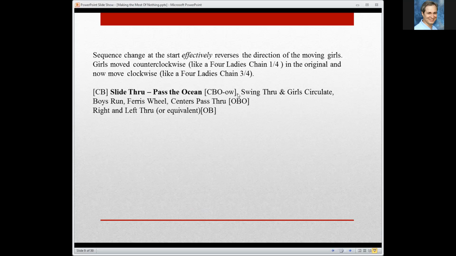So slide through, past the ocean, swing through, and girls circulate. Boys run, Ferris wheel, and centers pass through. This turns into an opposite lady box because we had changed the sequence, and then right and left through will restore the sequence.